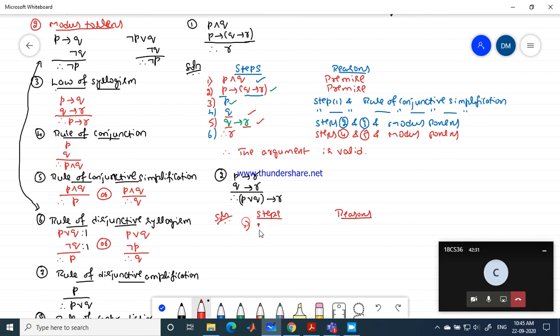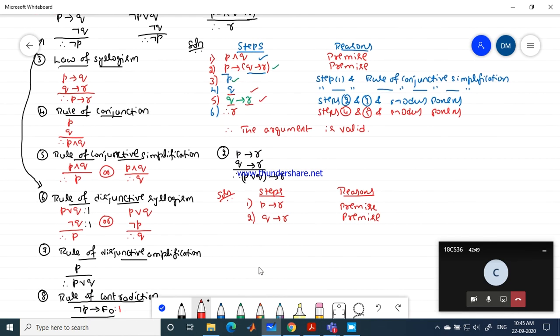As I told you, first you write your premises. P implies R is step one, second step, Q implies R. So this is my premise, and this is also my premise. Okay, now step number 3.